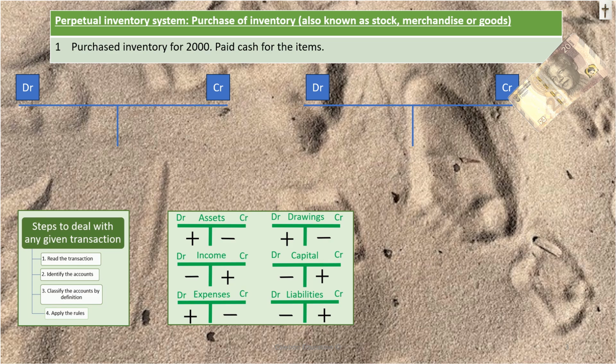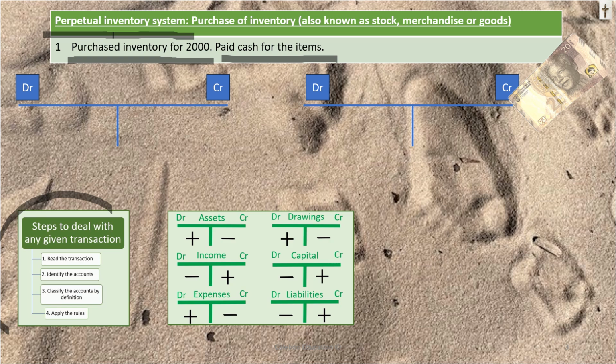Transaction number 1. Okay, we're in the perpetual inventory system and the transaction is purchased inventory for 2,000. Let's make this 2,000 euros. We're somewhere in France. Paid cash for the items.